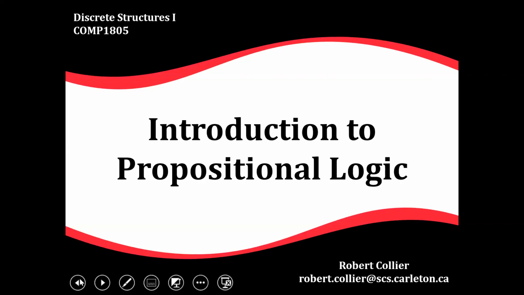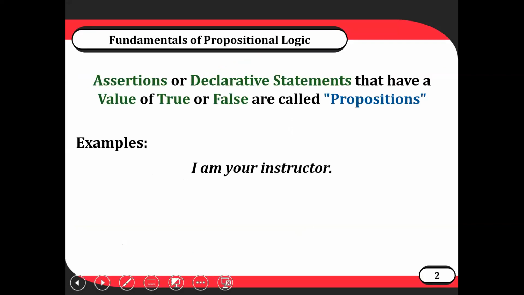So propositional logic. We looked at a couple of logic problems in the last half of the lecture, so now we're going to formalize that a little bit. Assertions or declarative statements that have a value of true or false are called propositions. If you recall, when we were dealing with the clowns and the knights and the knaves, they made these declarative statements that had some value, true or false, depending on whether what they told us was accurate or not. So now we're going to formalize this into propositions. An example is, I am your instructor. That has a value of true.